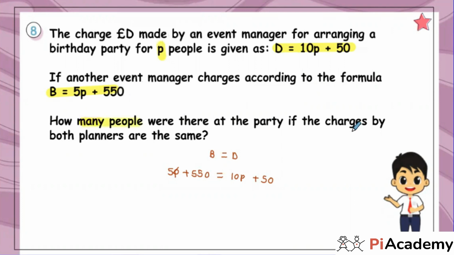So very good. Everybody, let's solve this question together. Here, as you can see, we don't want 10p on the right hand side. So you can subtract 10p from both sides. Here I am subtracting 10p from both sides. I'm writing in front of you.